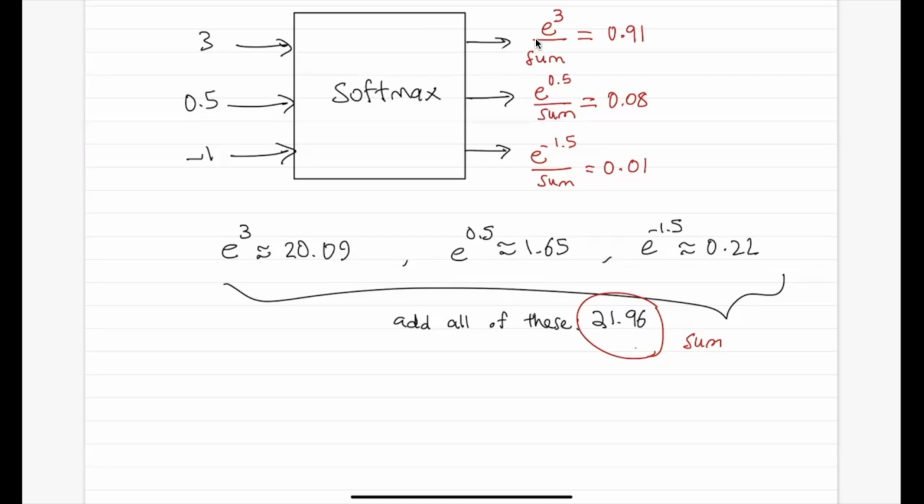And the way that we convert this, now we use this e or exponential of 3, and then divide this by the sum of these three values. And if we do this, we get 0.91. And then we get 0.08 for the second one. And then for negative 1.5, again, this is a mistake here, this is negative 1.5, we get 0.01. So this tells us that there's a 91% chance or probability that the data point that we have here belongs to the first class, 8% to the second, and 1% to the third class.